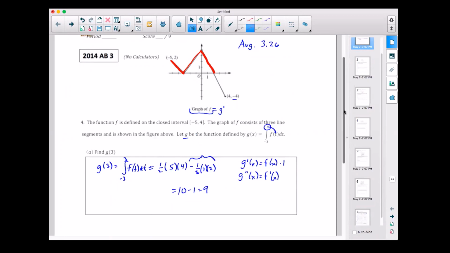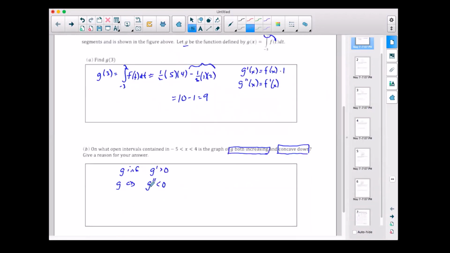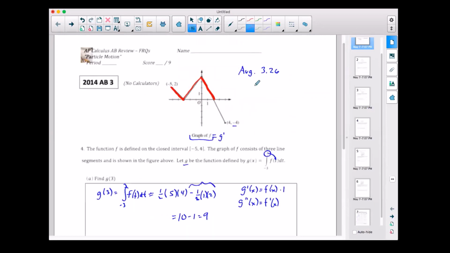But not only does G prime have to be positive, we also need to figure out when G double prime is negative. So think how I'm going to figure this out. I'm going to put this in black maybe. So G prime is positive in red. So I know my answer has to be up here somewhere. But on top of that, I need G double prime to be negative.